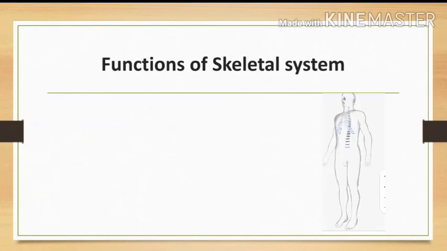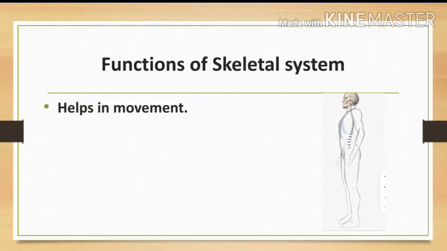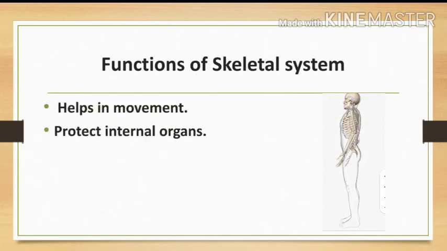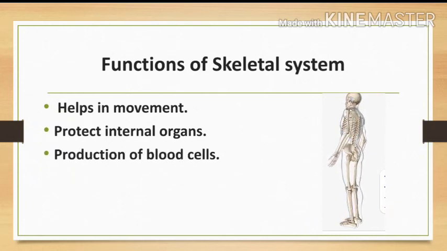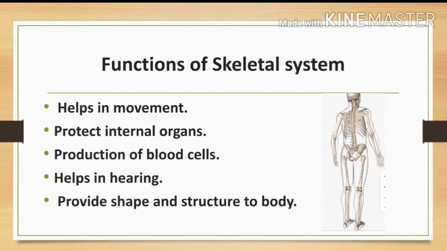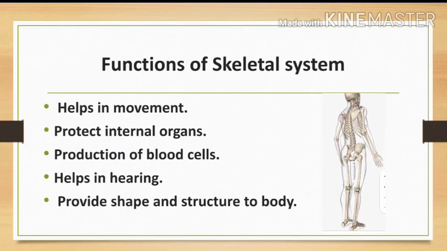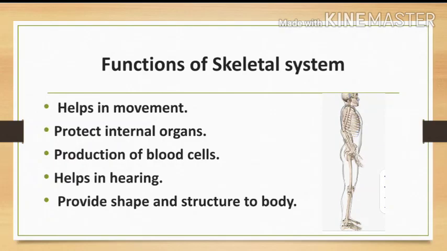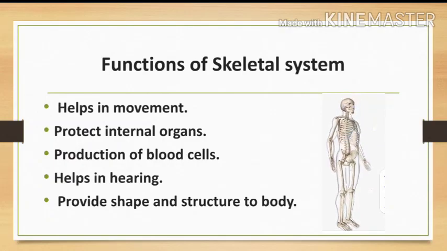Now let us see the functions of the skeletal system. It helps in body movement. It protects our internal organs. It helps in production of blood cells. It helps in the hearing process. It provides shape and structure to our body. Hope everyone understood the different types of joints and how they help in movement.